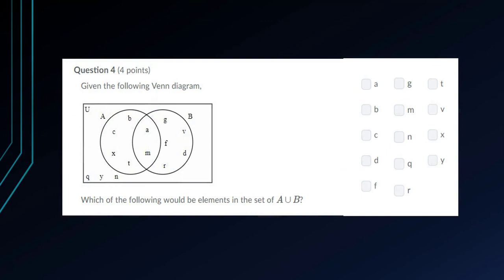In question 4, you were given the Venn diagram as shown there, and you were asked which of the following would be elements in the set of A union B. So to be in A union B, I had to be in either circle. So that means anything within this orange region. Now this is a little darker because it's overlapping, but it's still orange. So any of the letters that are in anything that's been colored orange is going to be over here. So basically everything but these 3 letters, Q, Y, and N, is going to be chosen here.